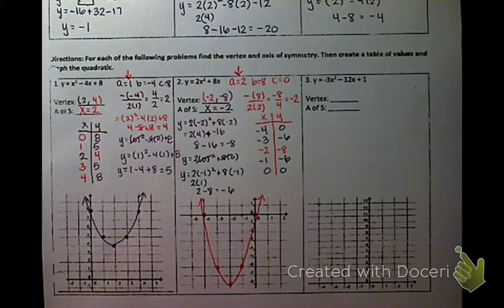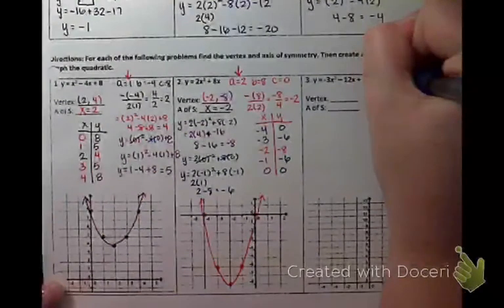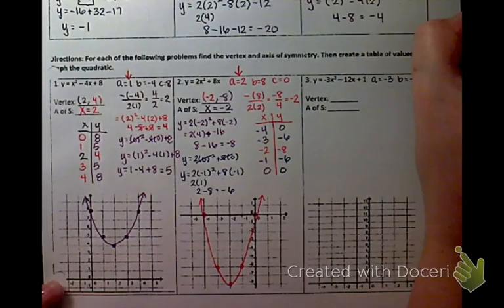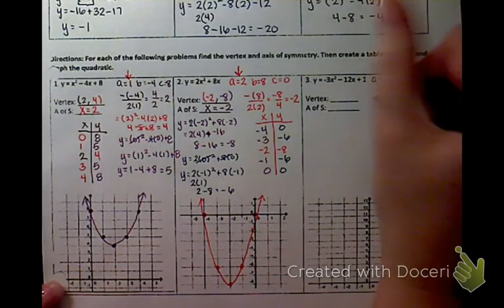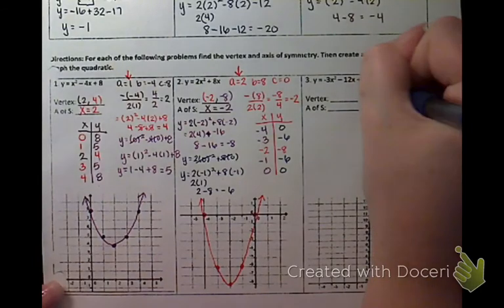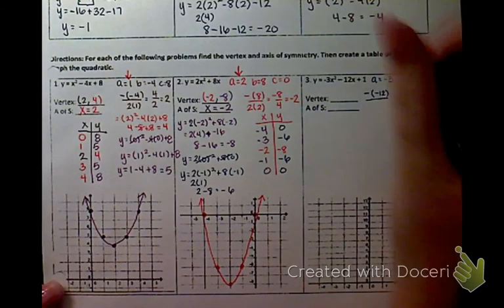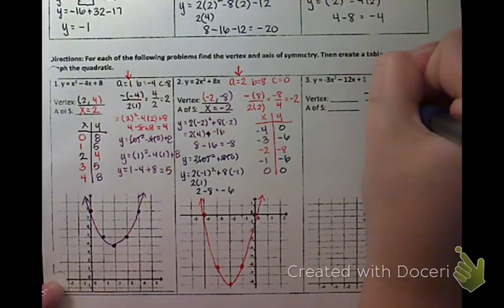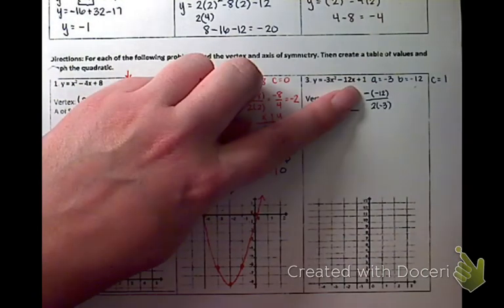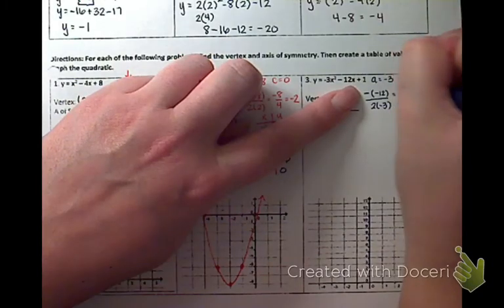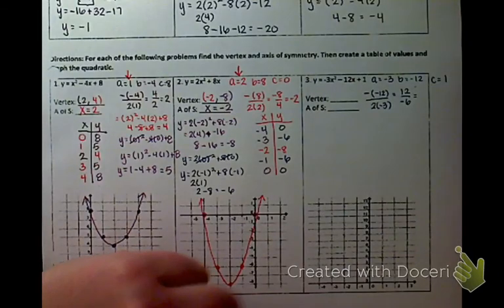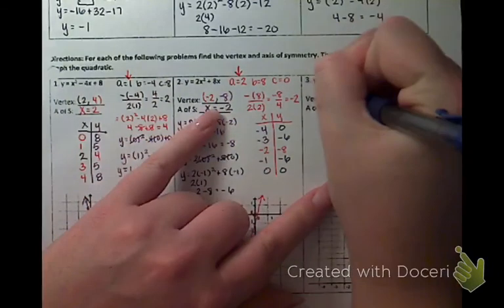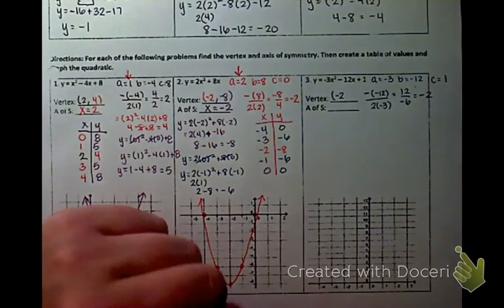Okay, so you all have had a second to do that. I'm going to kind of just move through. So A equals negative 3, B equals negative 12, and C equals a positive 1. If I plug it into my formula, it's negative B divided by 2 times a. So that negative and the negative 12 gives me a positive 12. 2 times negative 3 is a negative 6. And when I reduce, I end up with negative 2 as the x value of my vertex.